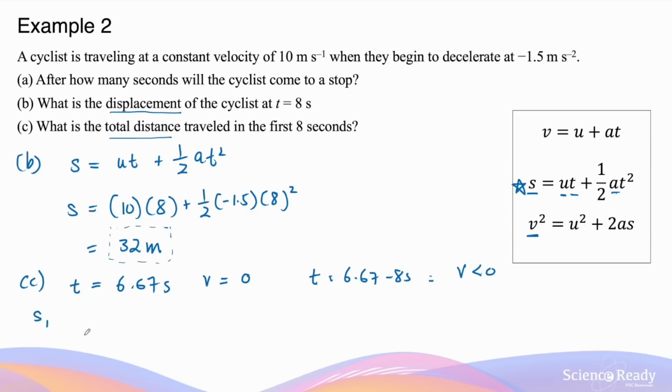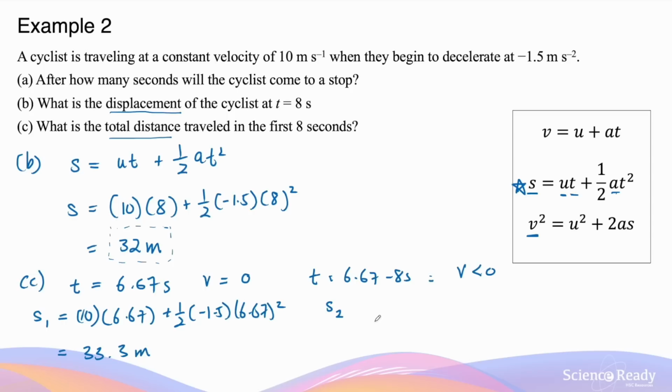So S1, let's call that the displacement in interval 1, will be equal to 10 for the initial speed times by 6.67 plus half times by minus 1.5 times by 6.67 squared. And the displacement we get here is roughly 33.3 meters. That is the position of the cyclist from the starting point in the first 6.67 seconds.